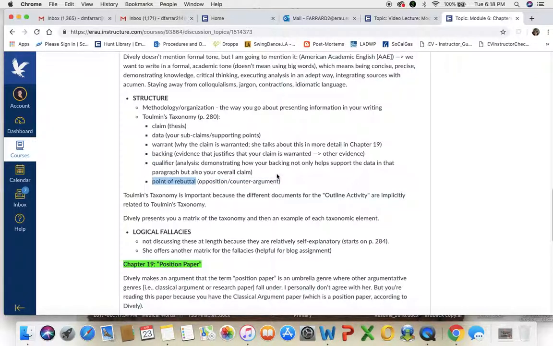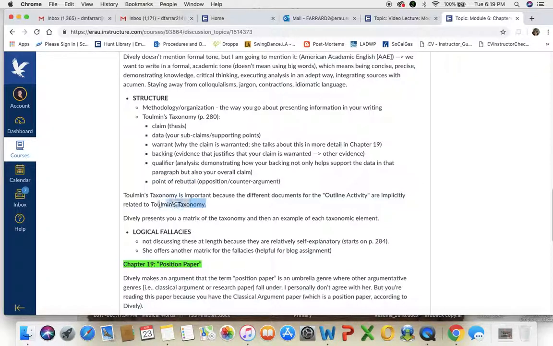This is where you bring in the opposition or the counter argument, and then you rebut or refute that. That always makes for increased ethos on your behalf as the writer, because it shows that you have an understanding of the multiple perspectives of a particular topic, and you're able to rebut or refute the opposition or counter argument with efficacy.